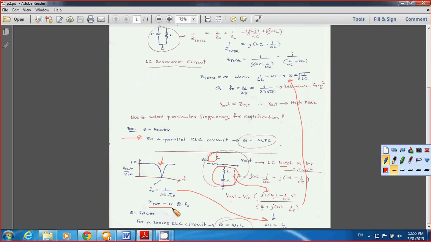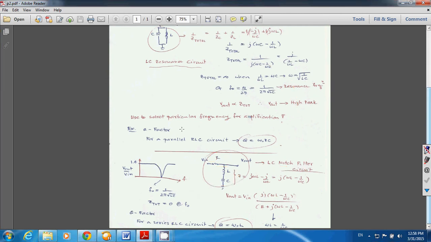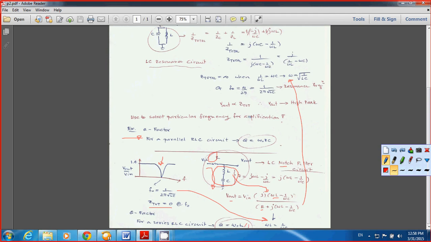So our Z total becomes 0 at F0, and for this case, the Q factor for a series RLC circuit, because we call this an RLC circuit, right, but that one is in parallel, Q equals omega 0 multiplied by L, divided by R. Sorry, what was missing is the divide by R. Okay, so that's what I wanted to wrap up, what I left off of the application of C and L. There will be many more application circuits for C and L.